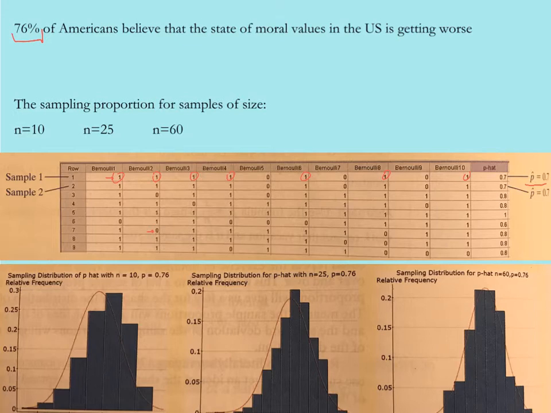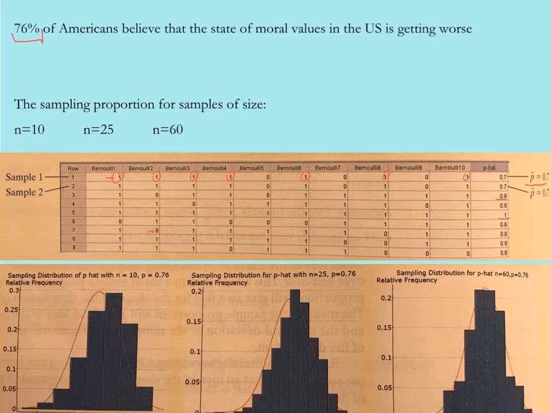In sample 2, the p hat is 0.7, because with 76%, most of the time it's going to spit out a 1. Every once in a while you get a 0. So it is possible to get 80% of the sample. It's possible to get 100% of the sample because it's such a high setting at 76%. This is equivalent to finding random samples of 10 people, asking them all that question and recording that data. Minitab just allows us to run that simulation 1,000 times with the click of a button.